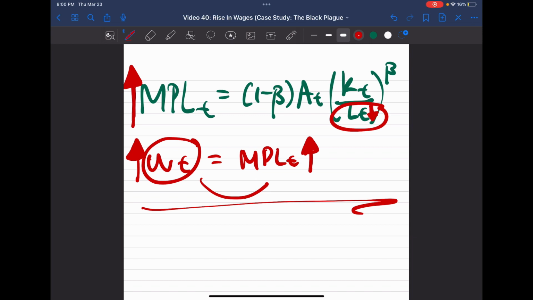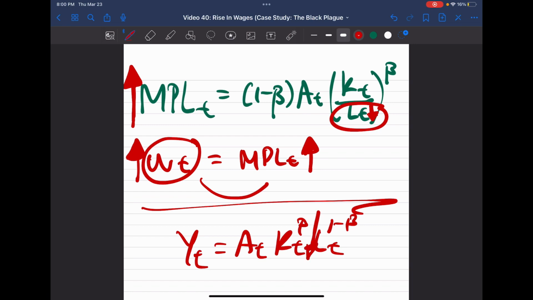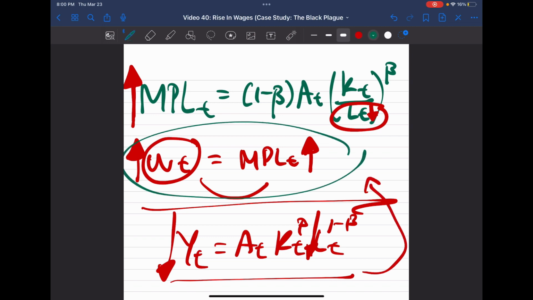But remember, even though the wages rose, the output fell, right? Because recall our Cobb-Douglas production function. If we reduce labor supply, then we also reduce output. But if we look deeper, take the derivative and get the marginal product of labor, we see that the wages are rising. So that's something to notice right there.